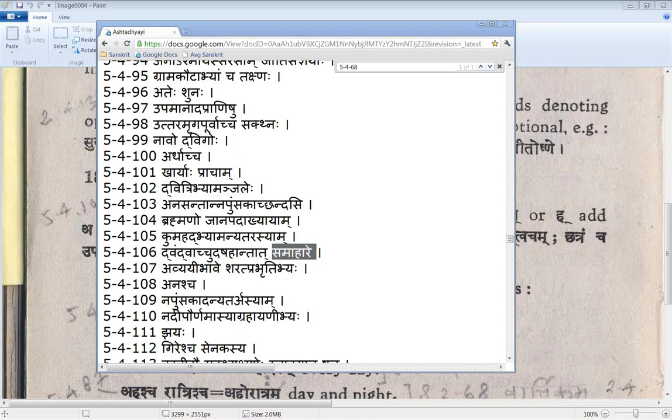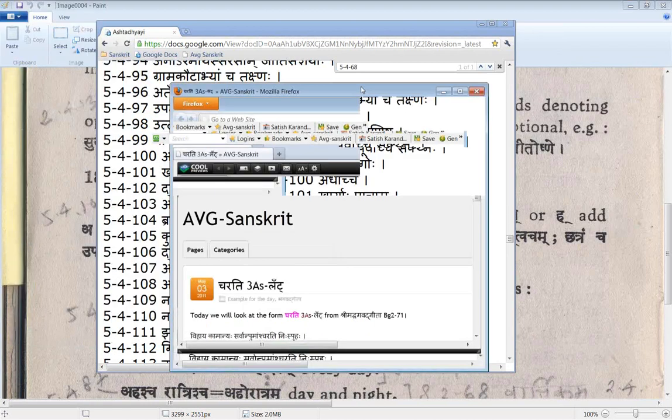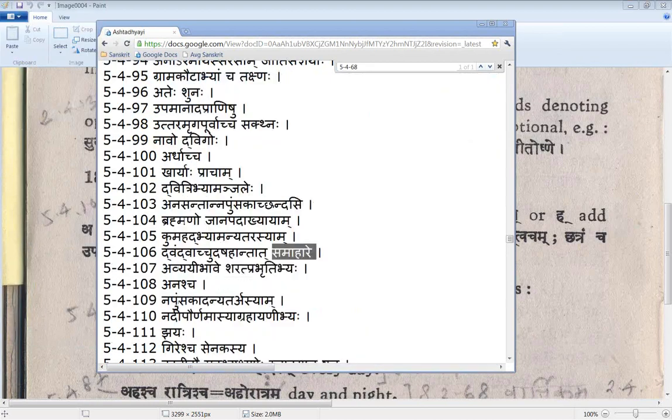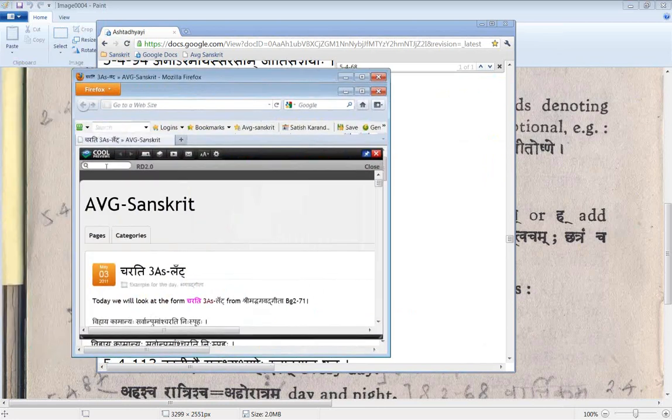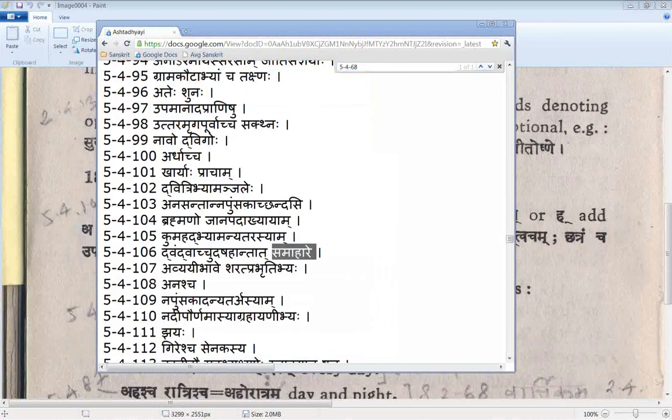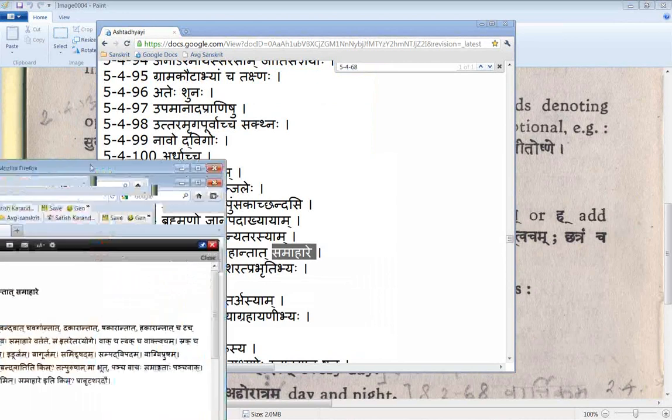Let me give you the vritti for that. Give me 1 second. Okay, all right, 5-4-106. I installed this new version of Firefox and it's not working. Give me 1 second, let me see if I can make it work. Okay, 5-4-106.